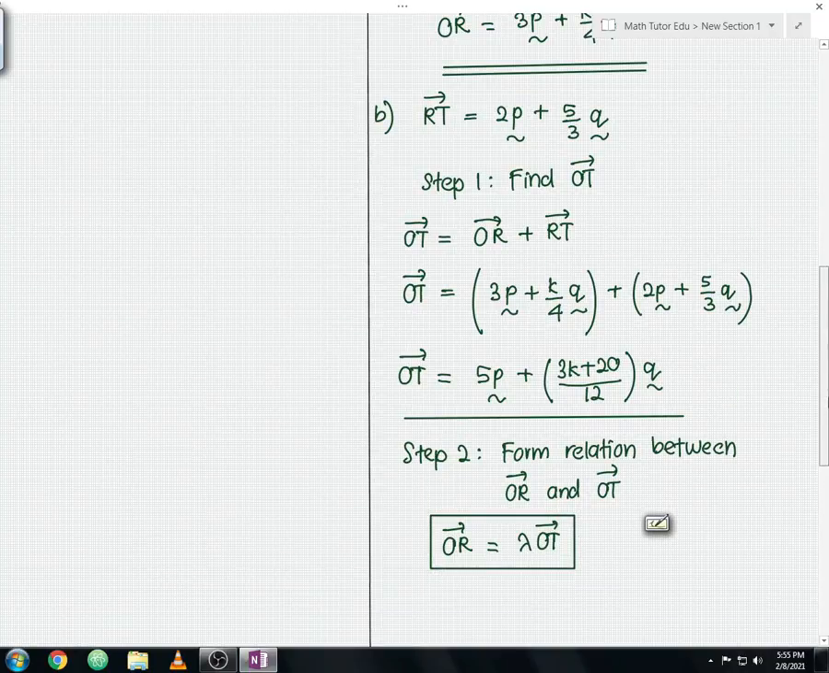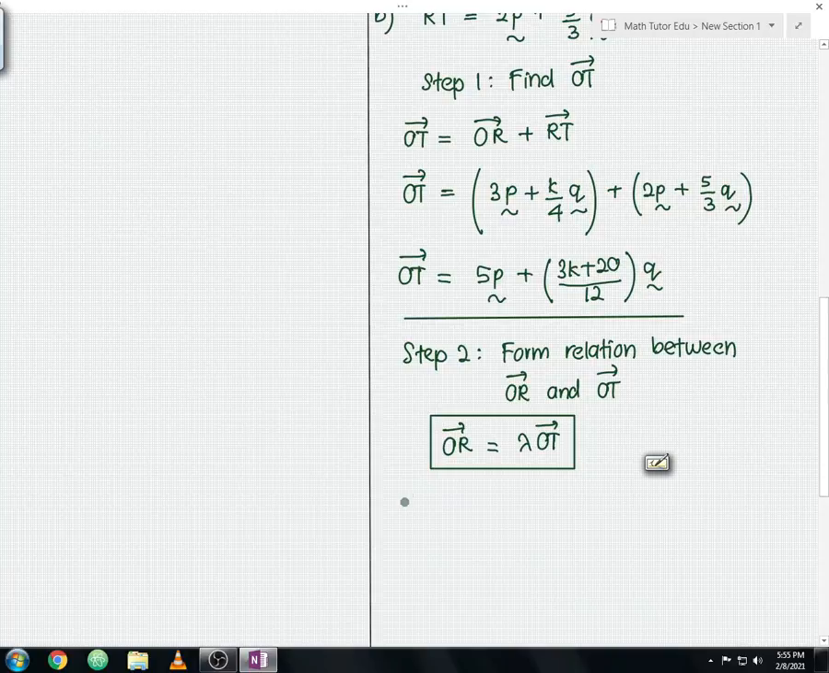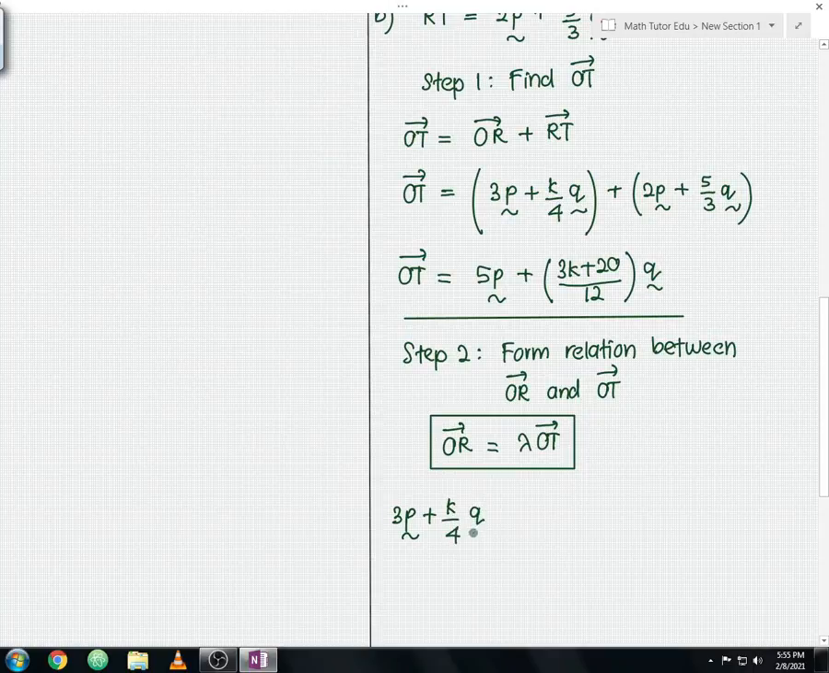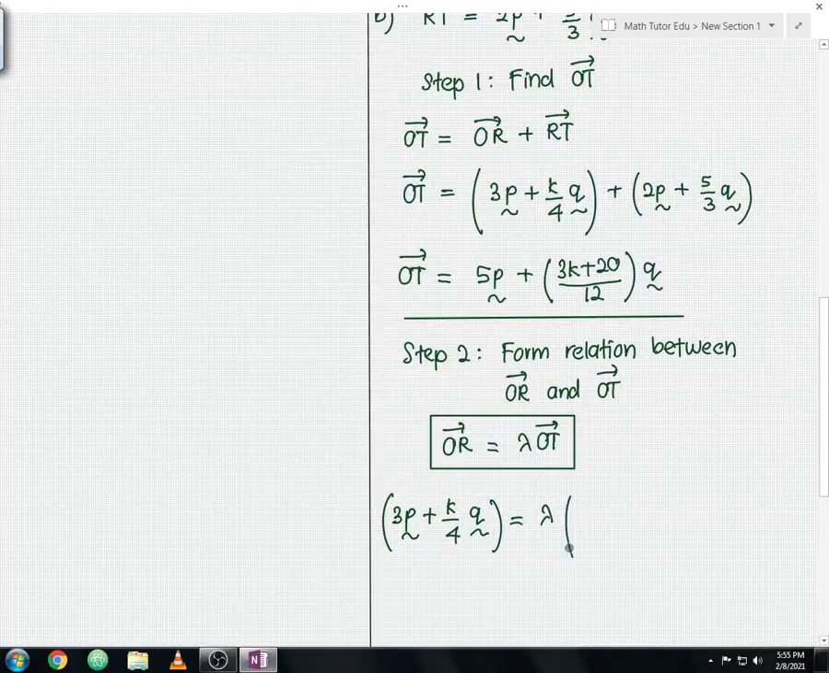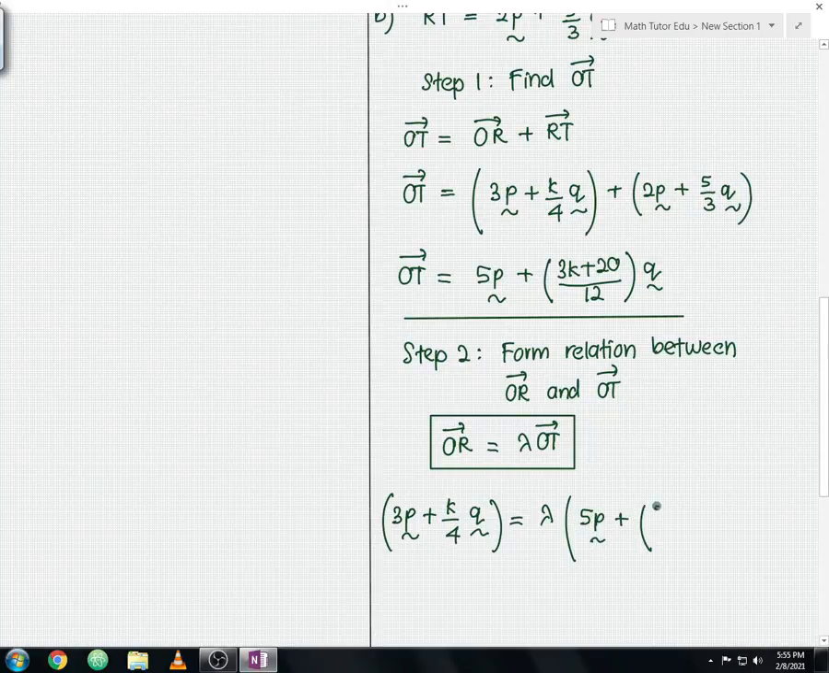Okay, continue our working. So from here, vector OR. Okay, let us write down the vector OR. So from here, 3p plus k over 4 q, close bracket, is equal to lambda times vector OT. Okay, substitute the value over here. So from here, 5p plus 3k plus 20.